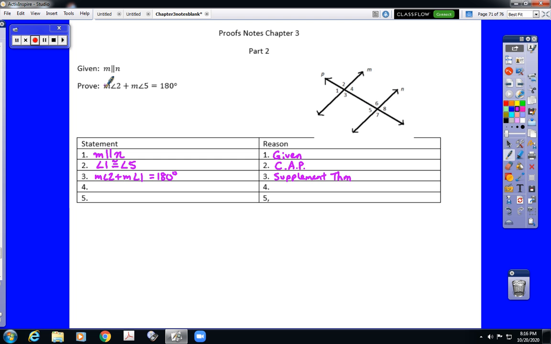So we use a very common geometry trick. If angle 1 and angle 5 are congruent, that means that their measures are equal, because that is what angle congruence means.